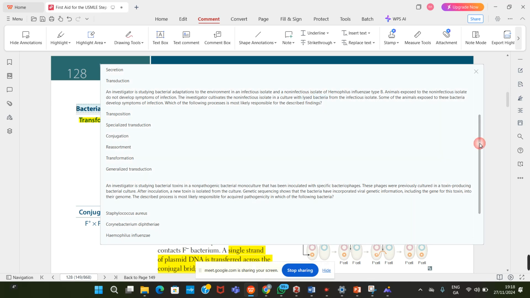Do we understand? Also because of the fact that it's Haemophilus, it is among the organisms that undergo transformation as well, just as you mentioned before.